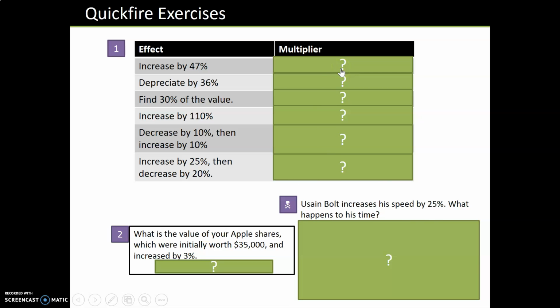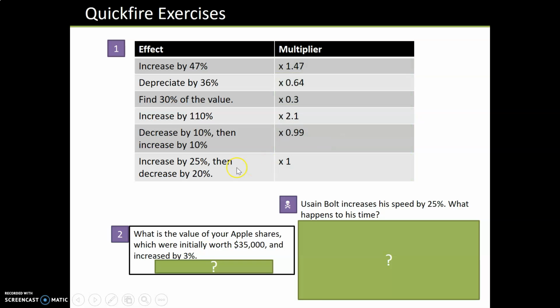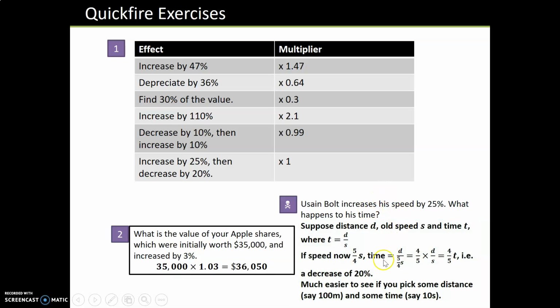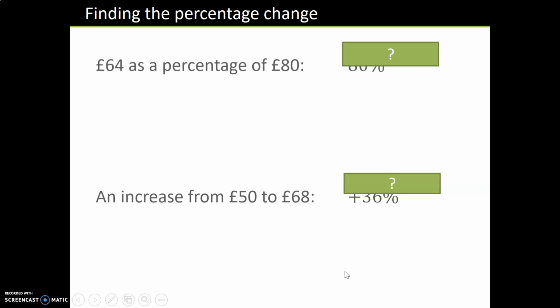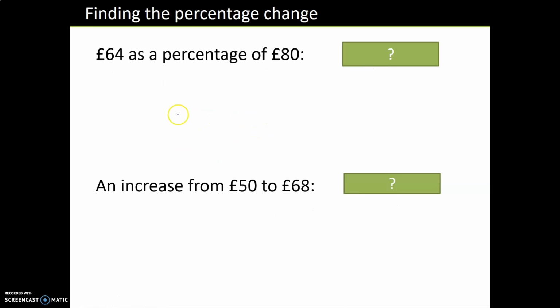Okay, so if you've done those, your answer should be here. Just note that if you're decreasing by 10% and increasing by 10%, you don't get the same answer. This comes from multiplying by 0.9 and then multiplying by 1.1. This should be 35,000 times 1.03, which should give you that. If you've done that, you'll find that if you increase the speed by 25%, your time decreases by 20%. You can see if you pick a distance or a time.